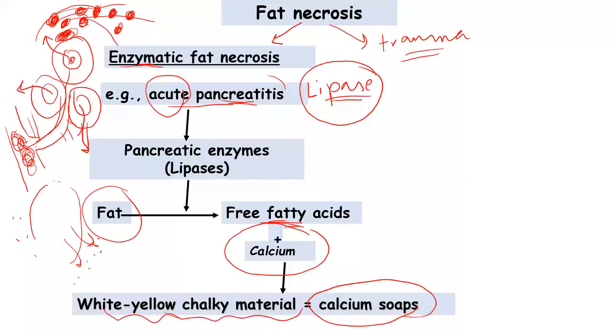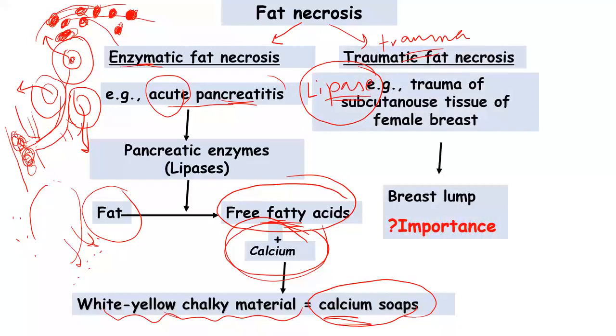So the areas of fat necrosis present in the mesentery or in the omentum or inside the pancreas will transform to chalky white areas due to formation of calcium soaps, and these calcium soaps are formed due to the combination of free fatty acids with calcium present in the extracellular matrix. This is the enzymatic fat necrosis.